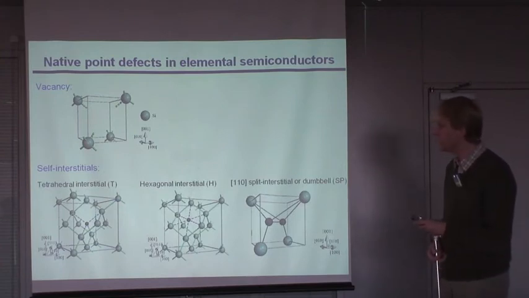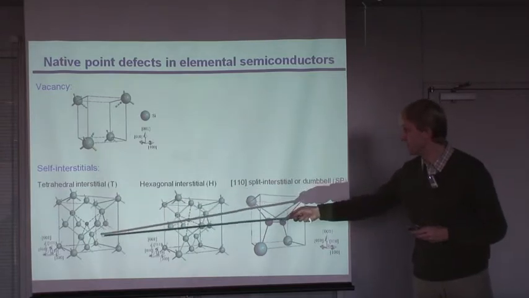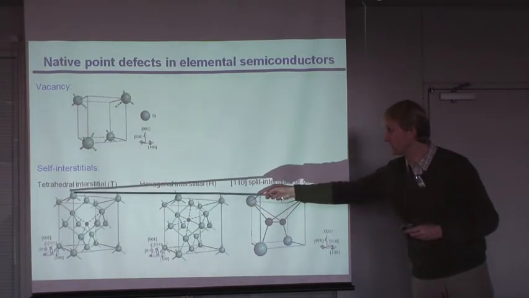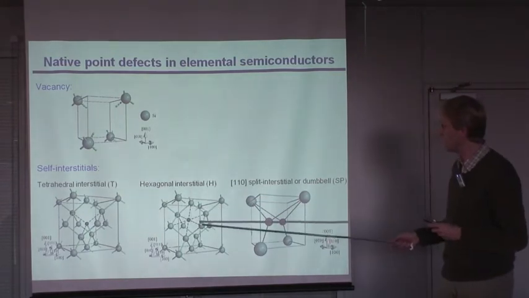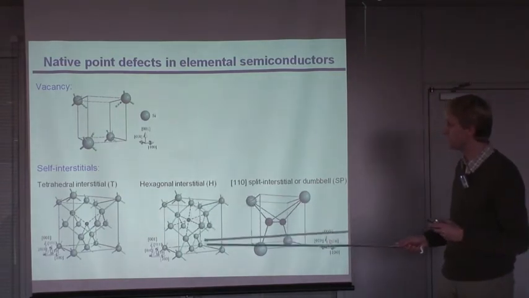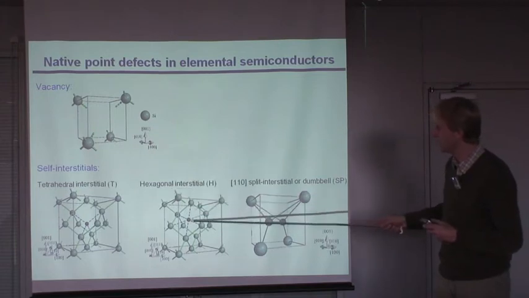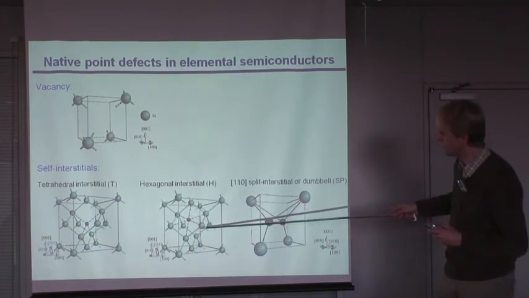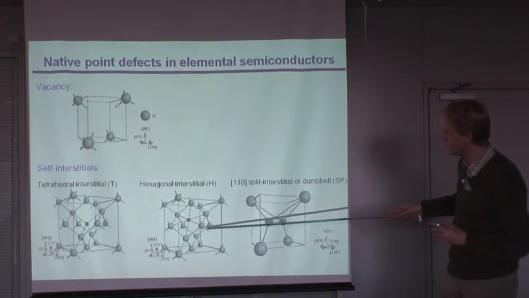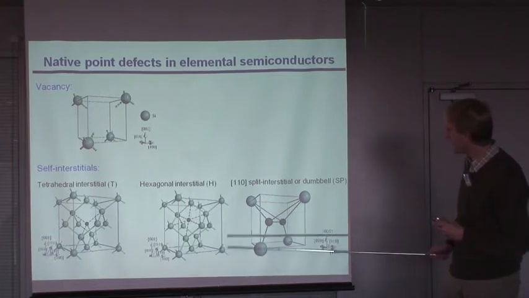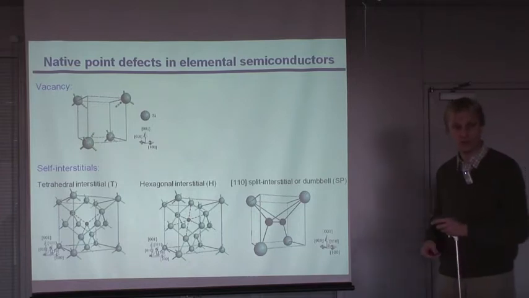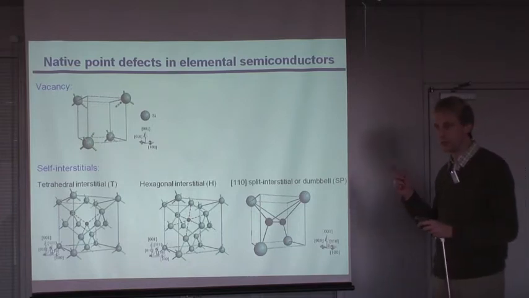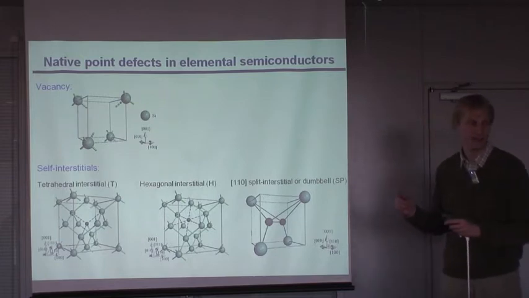That's very important. In particular, these are an extra atom in the tetrahedral interstitial position, indicated here. But you also have in the diamond lattice another interstitial position, the hexagonal position here, where you have a kind of hexagon. And then there's another one, the so-called split interstitial or dumbbell. This is just a configuration where two silicon atoms or two germanium atoms share one lattice site.